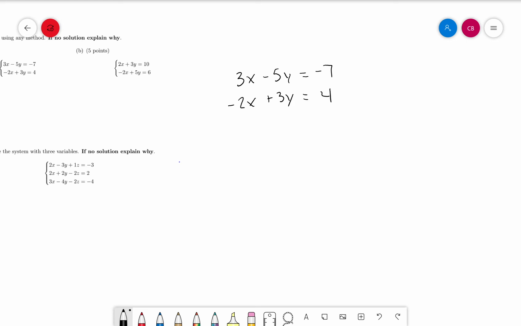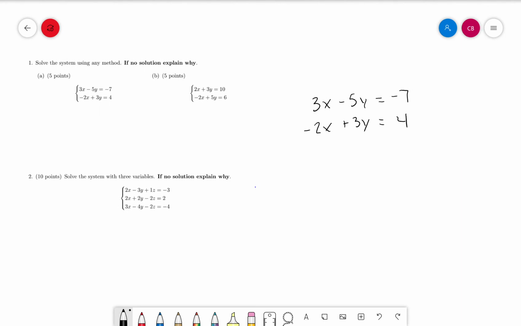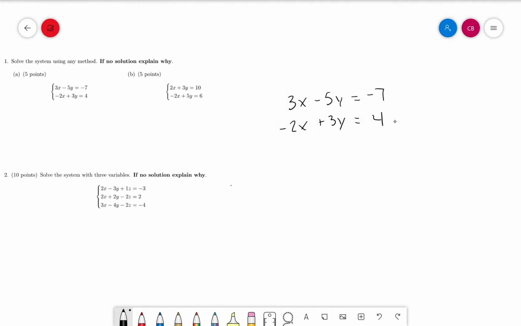Okay, so we're working on review 3 right now, and this is for exam 3. Let's do elimination to solve this system of equations because that's what the first question is going to call for. Let's eliminate x, so we're going to multiply the top by 2 and the bottom by 3. The reason I know is because 2 times 3 is positive 6, 3 times negative 2 is negative 6. Those are going to cancel, so that's why I chose those.